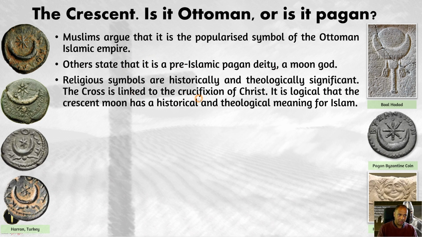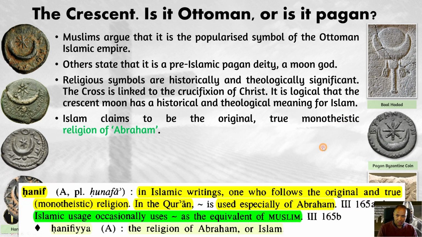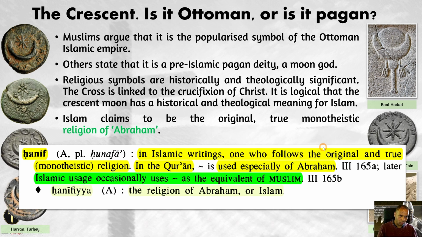Religious symbols are historically and theologically significant. The cross is linked to the crucifixion of Christ. It is therefore logical that the crescent moon has a historical and theological meaning for Islam. Islam claims to be the original, the true monotheistic religion of Abraham. Of course, this is their corrupted version of Abraham.